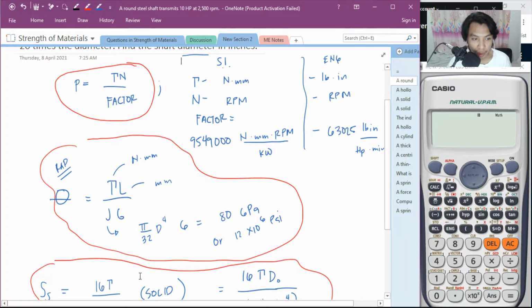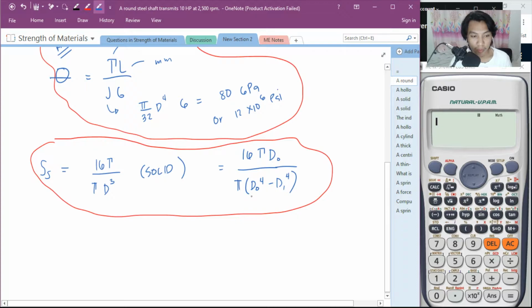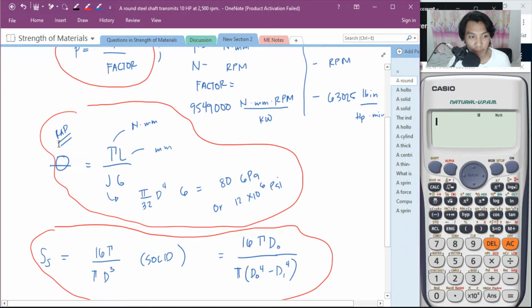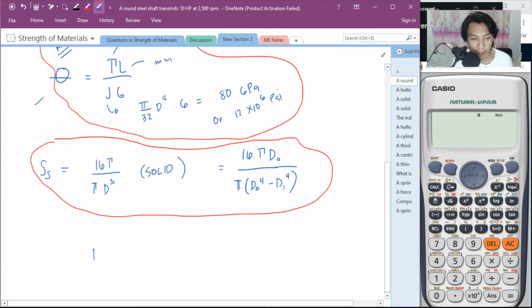So, yung torque, wala akong makukuha torque dito sa power. Ayan, no? Mayroon tayong shear, may binigay ba yung shear stress? Okay, wala pong binigay na shear stress. So, dito natin siya kukunin. Okay. So, ilista natin dito that your power is equal to Tn over factor.